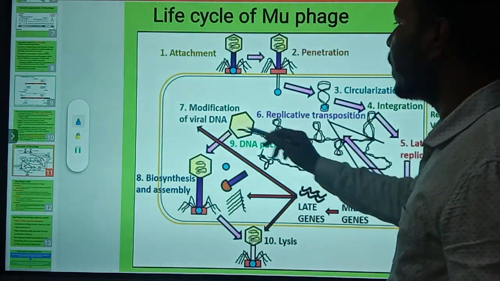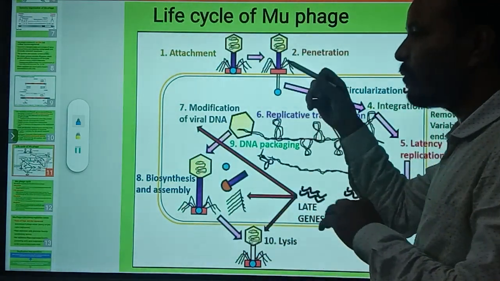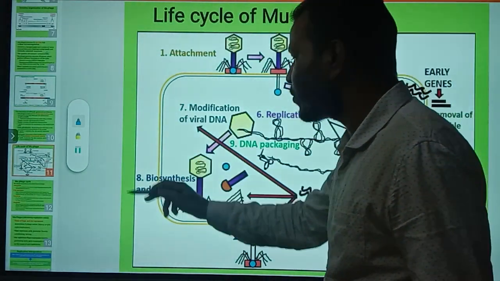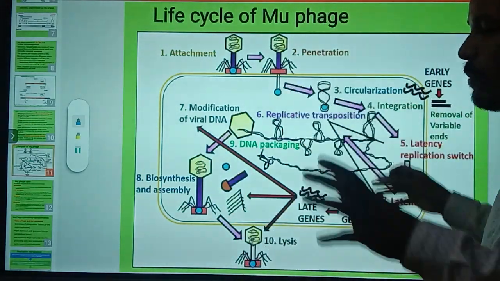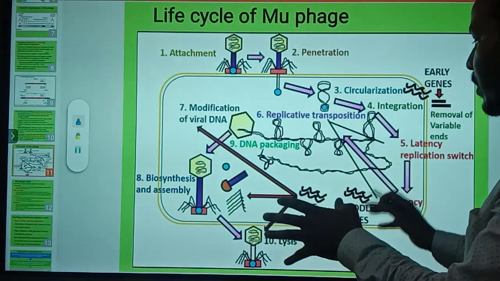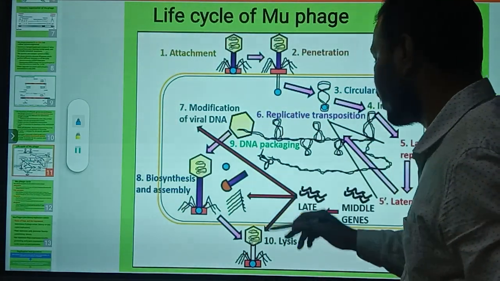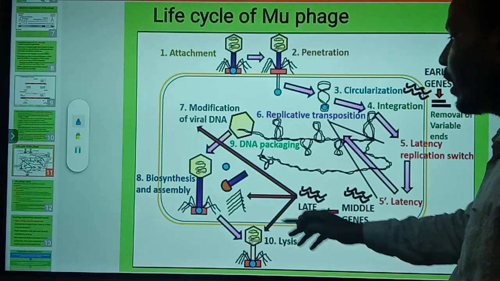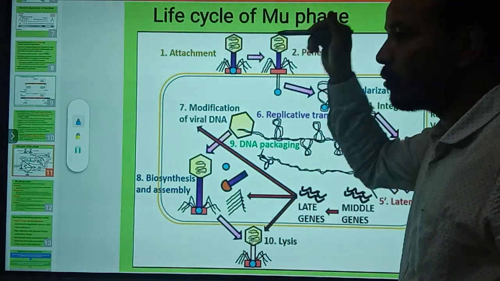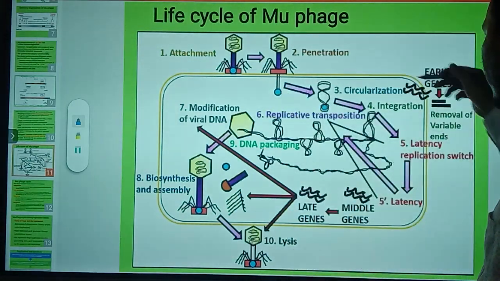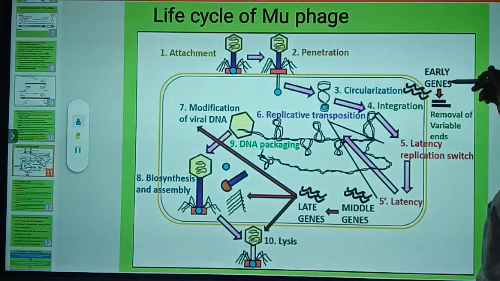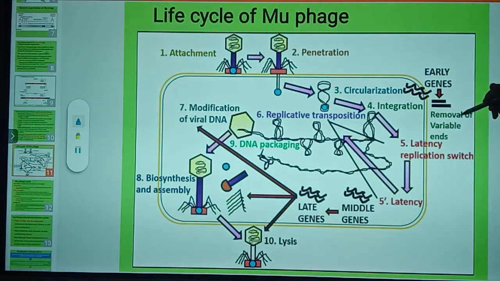Then again, there will be modification of the viral DNA, like some phosphoryl groups or others being added, right? After that, there will be biosynthesis: their head and neck portion, everything will be synthesized, and the genetic material too. And there will be assembling, and that is DNA packaging. Finally, once it is fully matured, till now it was prophage, right? Once it is completely mature, they will follow lysis and come out. This is the life cycle of Mu phage. These are the early genes, if they are activated.